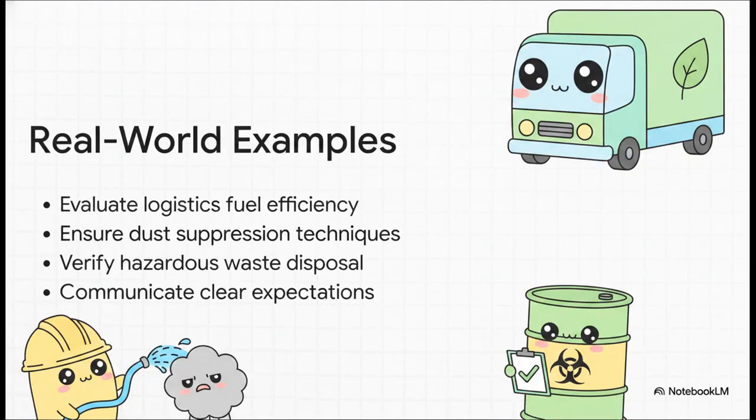So what does this actually look like out in the real world? Well, it means evaluating your logistics suppliers strictly based on their fuel efficiency. It means ensuring that contractors on a construction site are actively using dust suppression techniques. It requires verifying that your hazardous waste contractor is actually disposing of waste legally rather than just taking their word for it. And above all, it means the communication of incredibly clear environmental expectations to every single external partner you work with.